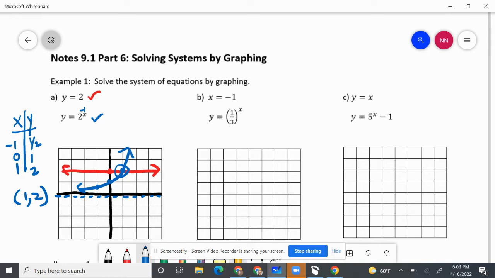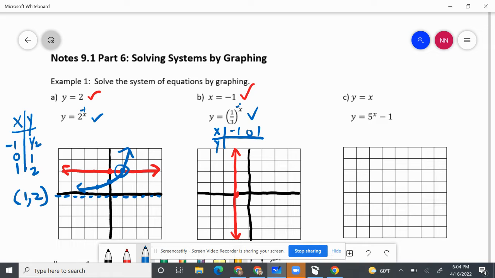For the next one, I'm going to do the same thing. What I'm going to do is draw a vertical line at -1. So -1, I draw my vertical line. I'm going to do the same thing for my exponential. I'm going to do a table of values. I have -1, 0, 1.